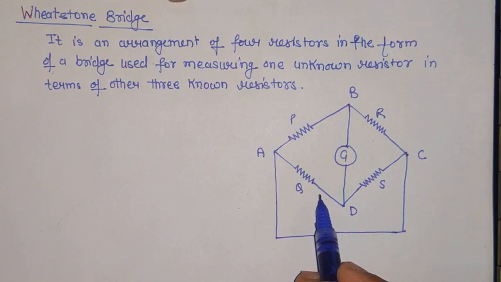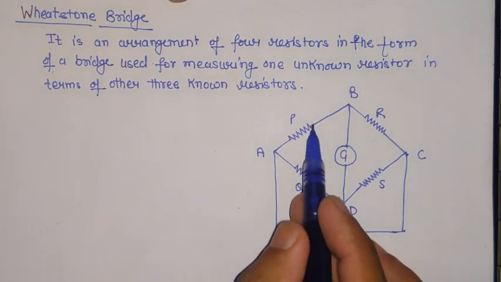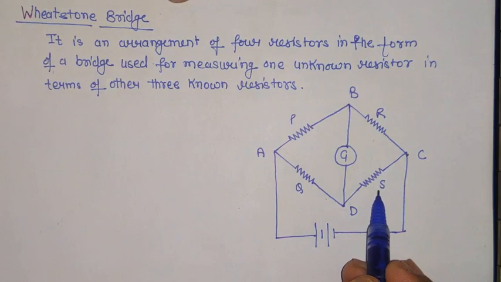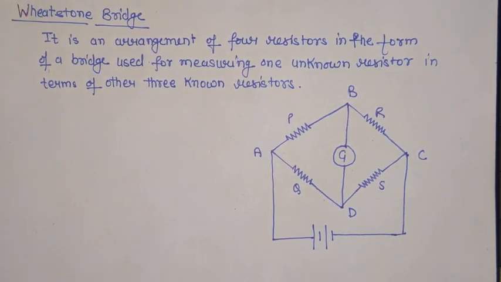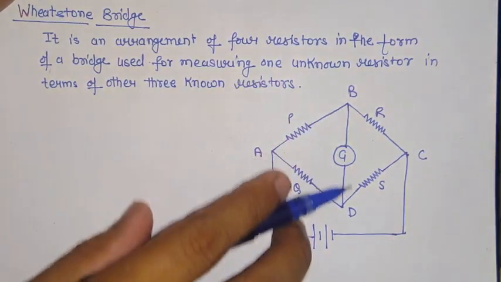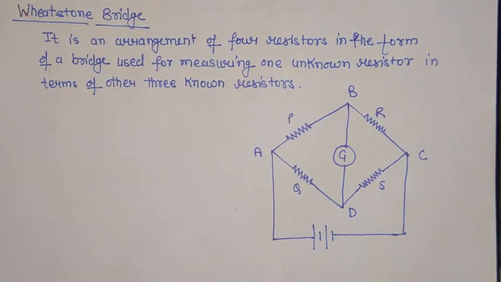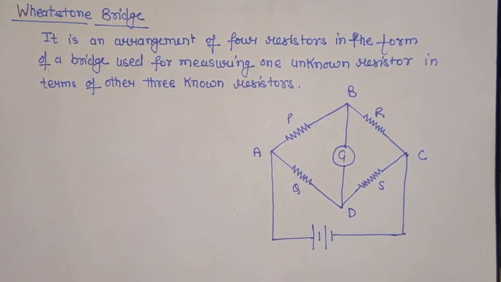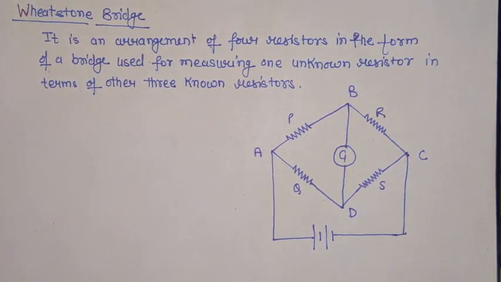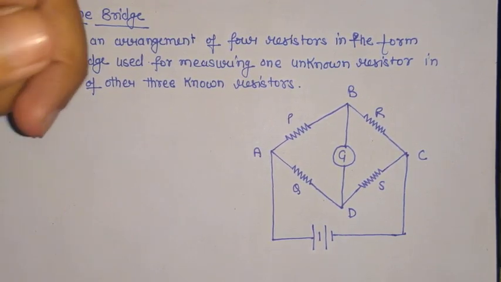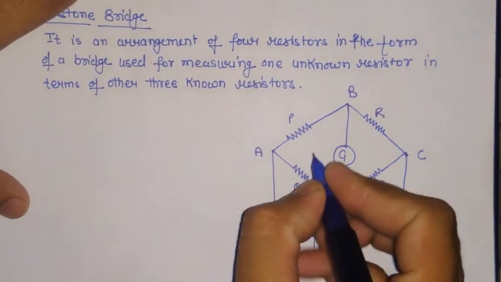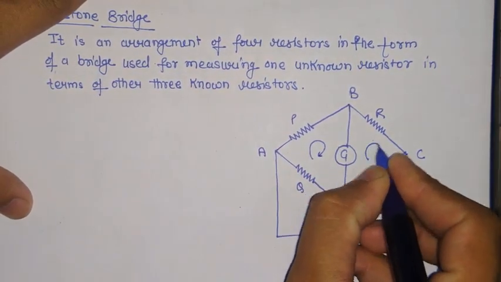But how can we get balance condition in terms of resistors P, Q, R, S? We know there is a balance condition according to current. When there is no current passing through the galvanometer, then the bridge is said to be balanced. But how can we get this balance condition in terms of resistors? This is the main point. So, to get that balance condition, we will use Kirchhoff law. We apply Kirchhoff law in this loop and in this loop.